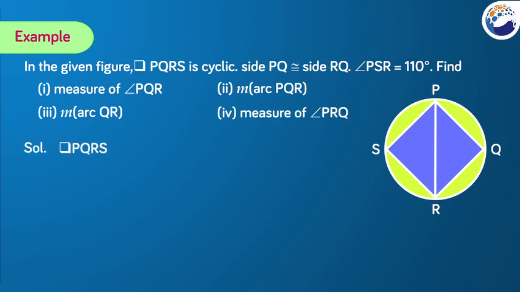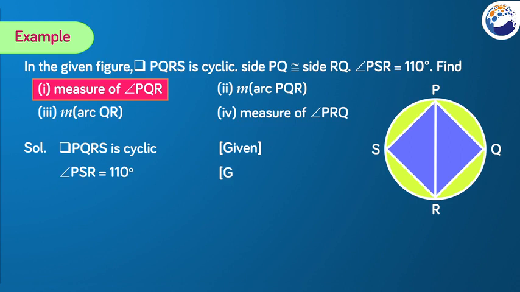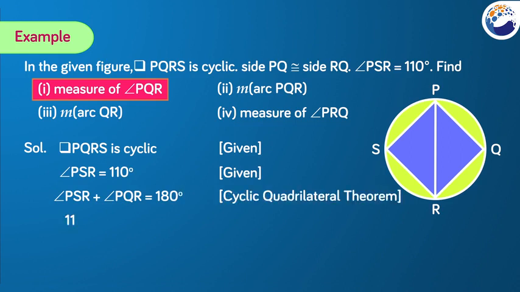Solution: PQRS is cyclic. Given. 1. Angle PSR is equal to 110 degrees. Given. Angle PSR plus angle PQR is equal to 180 degrees by the cyclic quadrilateral theorem. 110 degrees plus angle PQR is equal to 180 degrees.